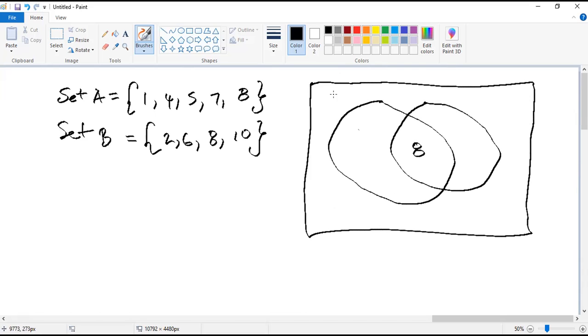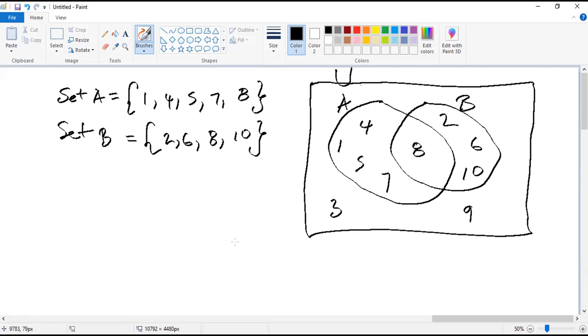And then we can label this A and label this B. So A we know we'll have 1, 4, 5, and 7, and B will have 2, 6, 10. And then outside we have 3 and 9. So we'll just put them, share them up equally. But we could literally put the 3 and 9 everywhere as long as they're outside of A and B. And then we can put a U right here.